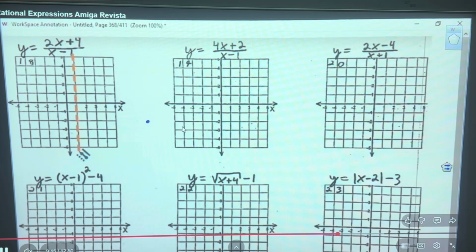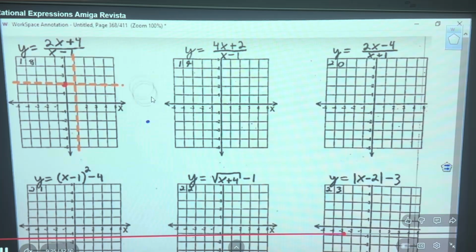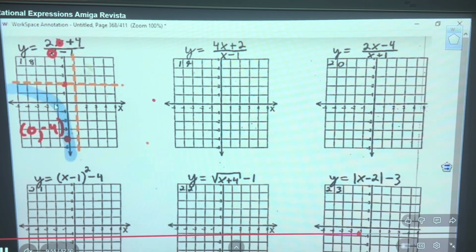Using techniques, x equals 1 is our vertical, and then 2 over 1, y equals 2 is our horizontal. And now if we cover up the x's, 4 divided by -1 would give us -4 will be our y-intercept. If we set the top equal to 0, that'll give us our x-intercept. And we know the curve is going to go like that, going through that point.